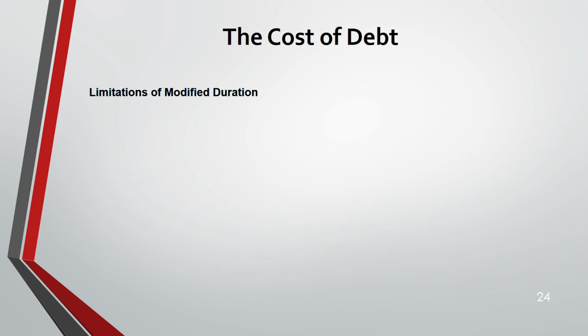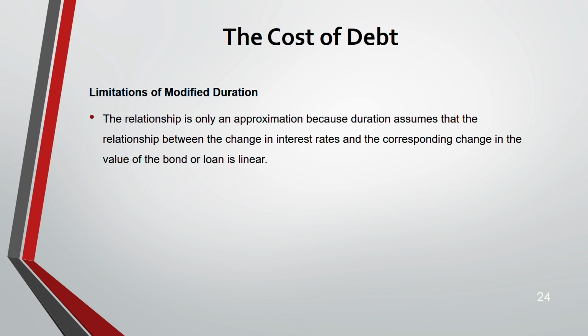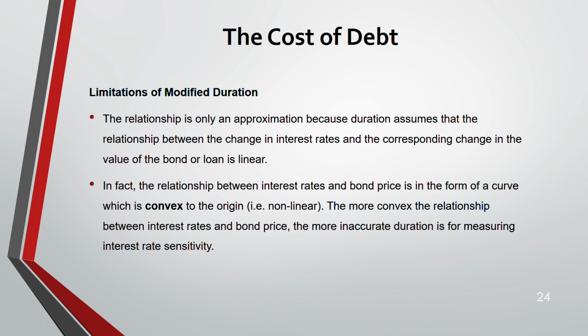Now, coming to the limitations. Number one limitation is that it assumes a straight relationship between changes in interest rate and the change in bond value. They assume it's a linear, straight line relationship, which is just an approximation. It's just an assumption, which is not true. In fact, the relationship between the interest rate and the bond price is in the form of a curve. It's non-linear. It is convex to the origin. I will show you the diagram a little bit later.